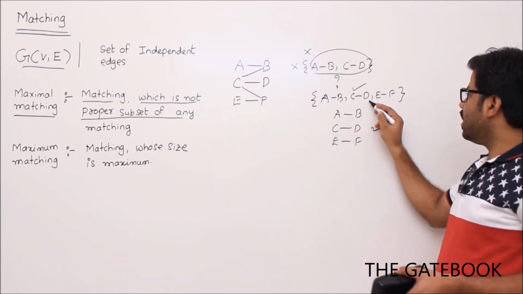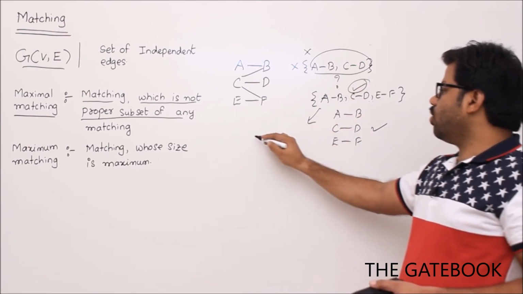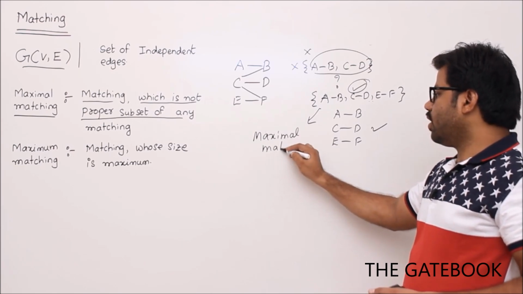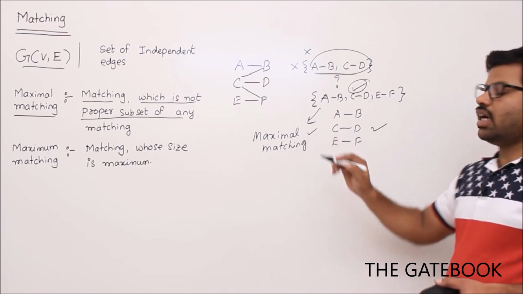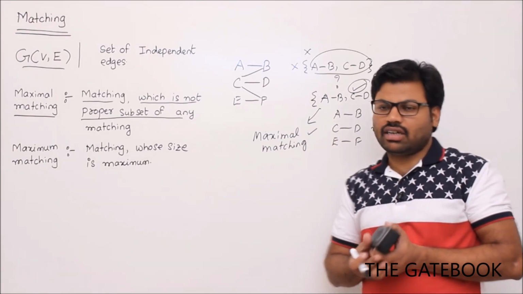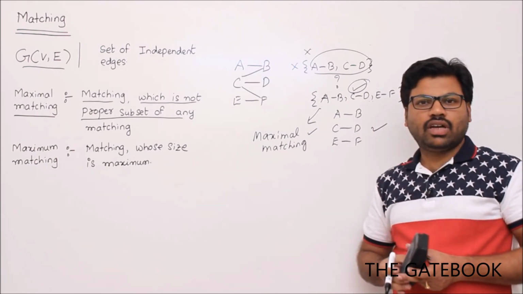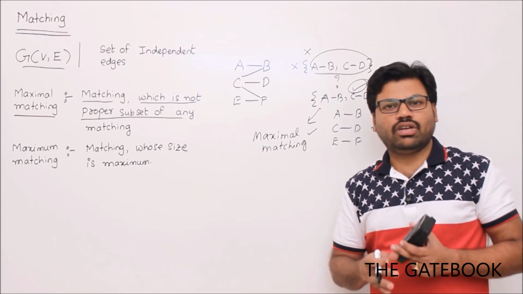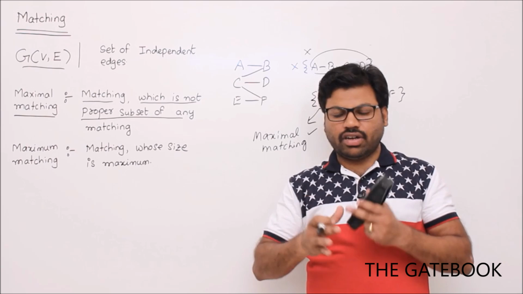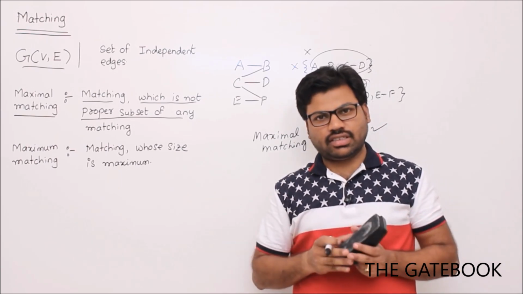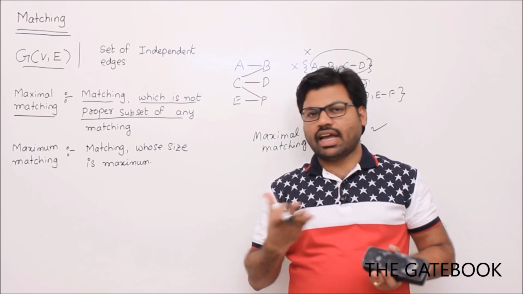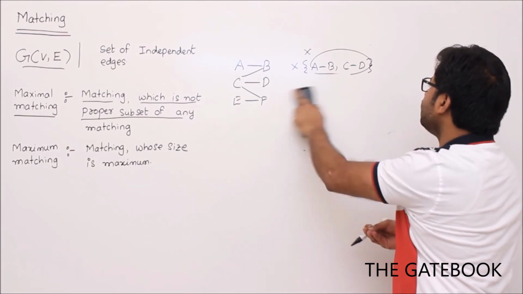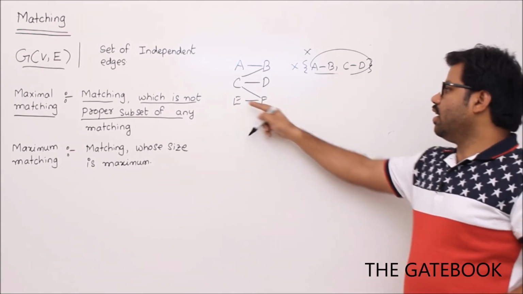Now this AB, CD, EF is a maximal matching. Why? Because this matching cannot be a proper subset of any matching. That's why it is maximal. How to check whether some matching is maximal or not? Try to add edges to it, and if you can form one more matching, then the previous matching is not maximal. So simple. For a maximal matching we can't add further edges. For non-maximal matchings we can always add edges. That's why this is not maximal, because I can add further edges like EF, right?